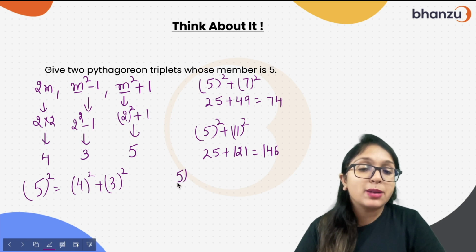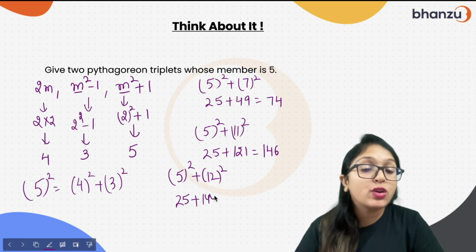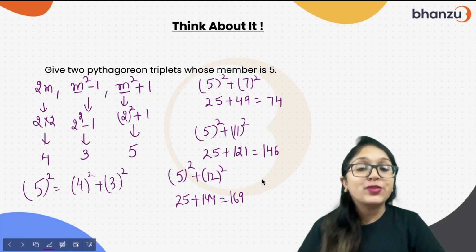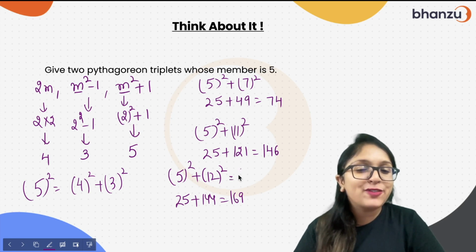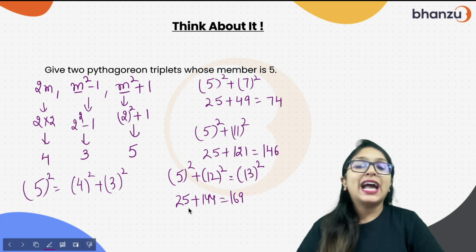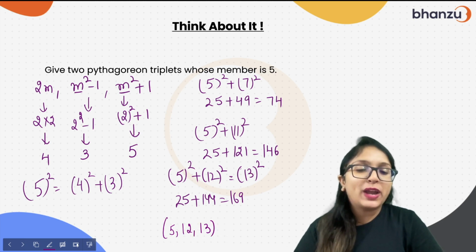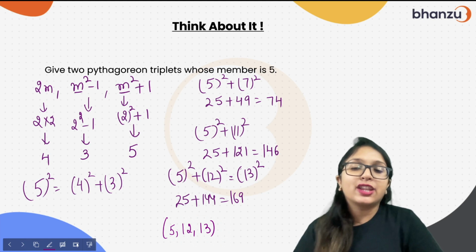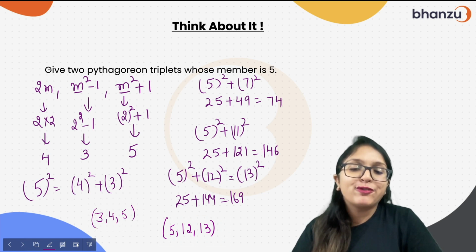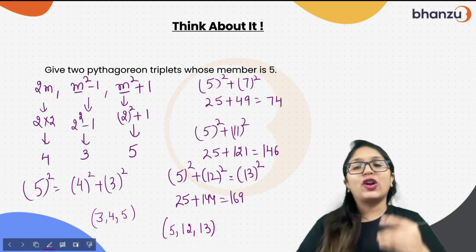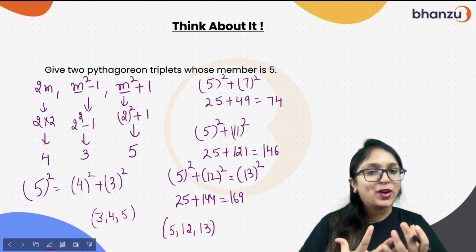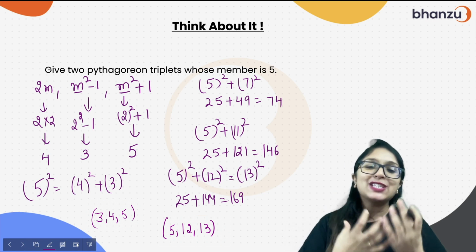Let's try with the next number, for example, 5 square plus 12 square. So this is going to be 25 plus 144. So this is 169, which is actually the square of 13. So yes, we have figured out one more Pythagorean triplet with the help of square numbers, and that is 5, 12 and 13. And the first one was 5, 4 and 3. So this served our purpose. We have figured out two Pythagorean triplets whose member is 5.